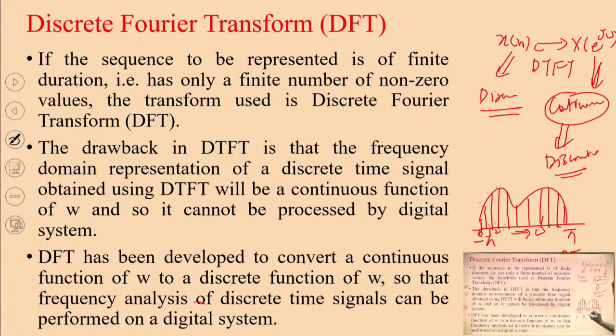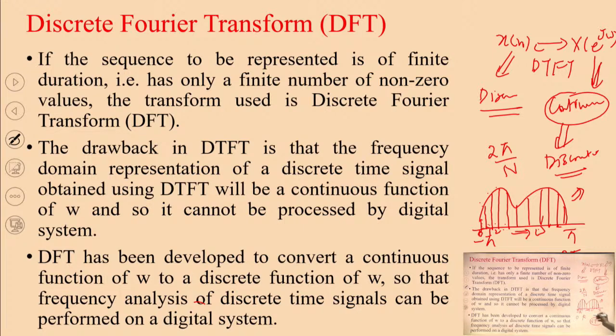Now how will we divide it, and in how many points? Let us suppose we are dividing this 2 pi interval into N points. N points means we are getting the value of magnitude only at N number of points. So the separation between 2 points will be 2 pi by N, and k is basically the index.